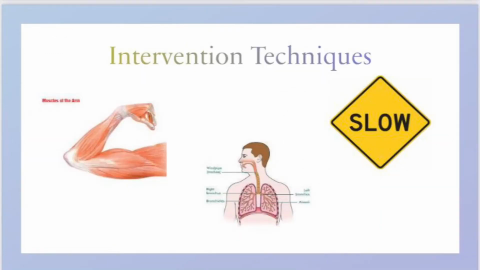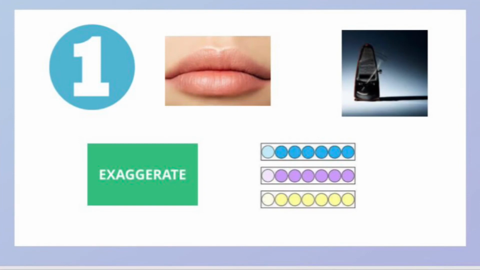Intervention techniques for dysarthria should work on strengthening the oral motor muscles, increasing breath support, and slowing the rate of speech. These can be achieved by practicing one word at a time with the client, over-exaggerating speech, doing oral motor exercises that work the tongue and the lips, using a pacing board to slow speech, and pacing words better using a metronome.